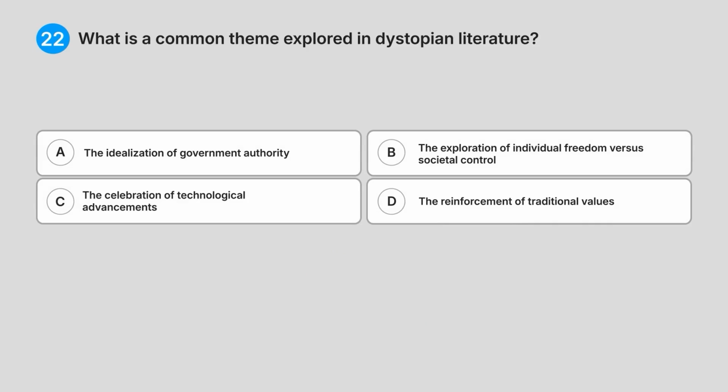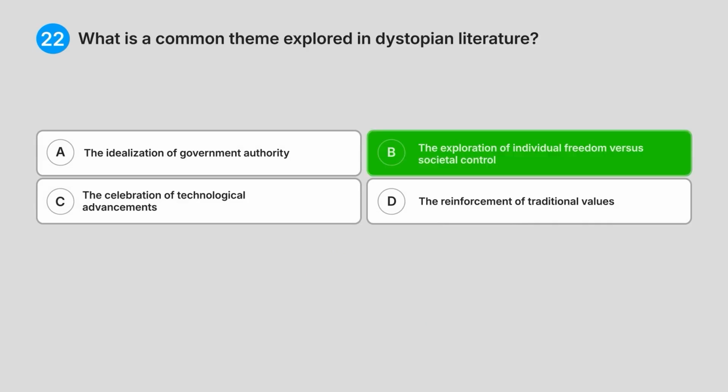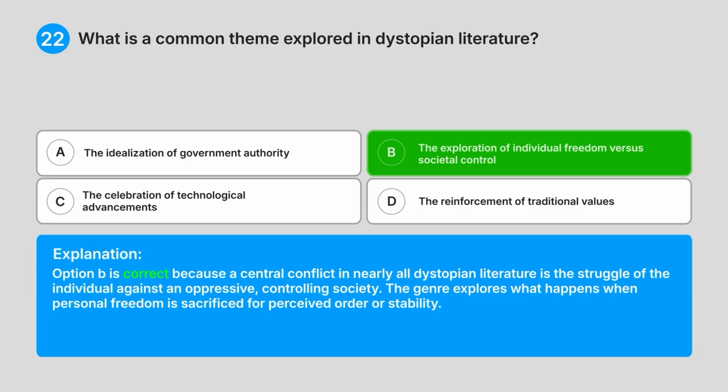Correct answer, B. The exploration of individual freedom versus societal control. Explanation. Option B is correct because a central conflict in nearly all dystopian literature is the struggle of the individual against an oppressive, controlling society. The genre explores what happens when personal freedom is sacrificed for perceived order or stability.